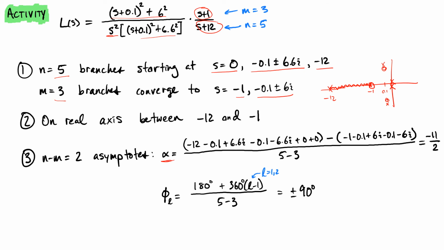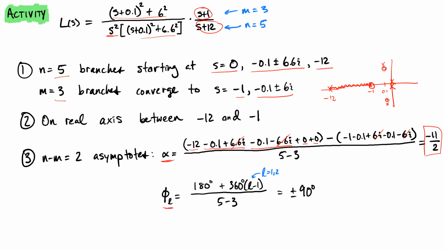We're going to sum up all of the pole values. So that's minus 12, minus 0.1 plus 6.6i, minus 0.1 minus 6.6i, and then the 2 poles at 0. And the nice convenient thing about this is that these complex terms are definitely going to cancel. And the same thing happens when we look at the zeros, and that leaves us with a value of the asymptotes' center at minus 11 halves.